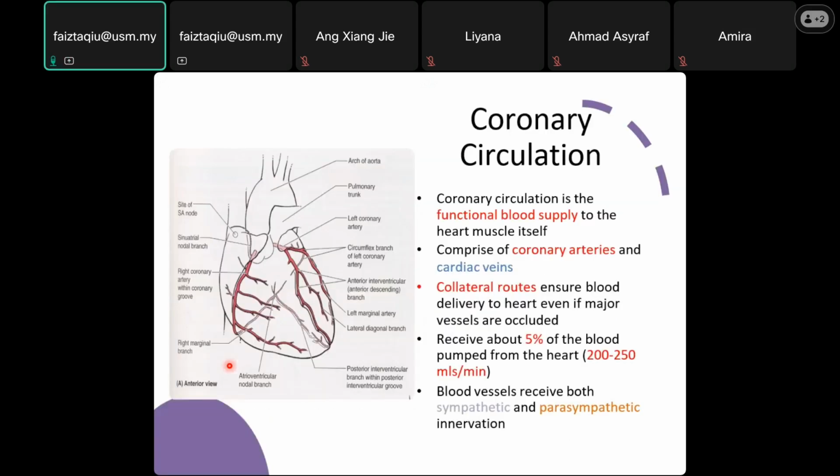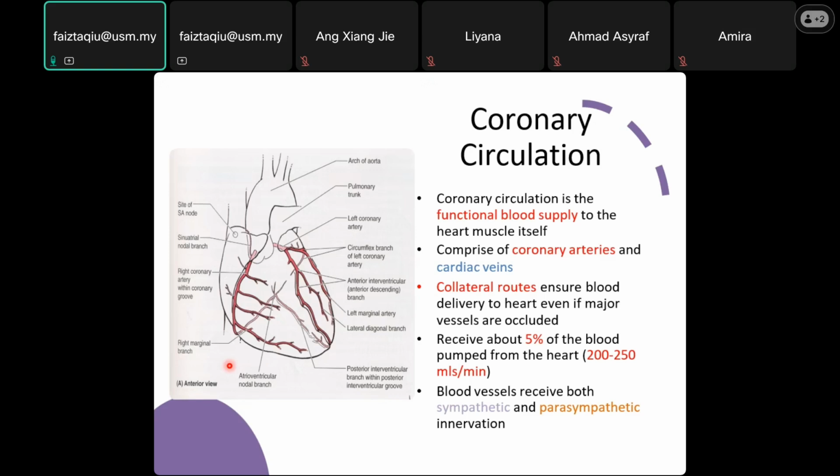Okay, first we go to the coronary circulation. Coronary circulation is the functional blood supply to the muscle itself. It comprises the coronary arteries and the cardiac veins. It has collateral routes, so it ensures blood delivery to the heart even if major vessels are occluded and no massive events occur. It receives about 5% of the cardiac output, around 200 to 250 mL per minute. The blood vessels receive both sympathetic and parasympathetic innervation.